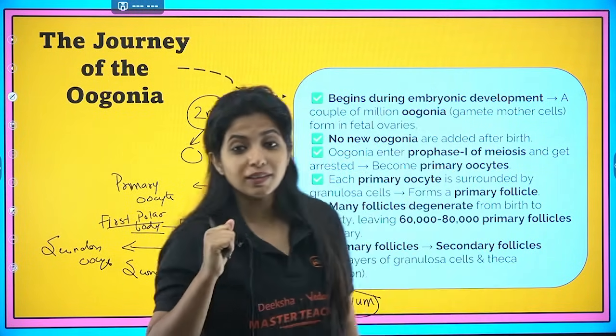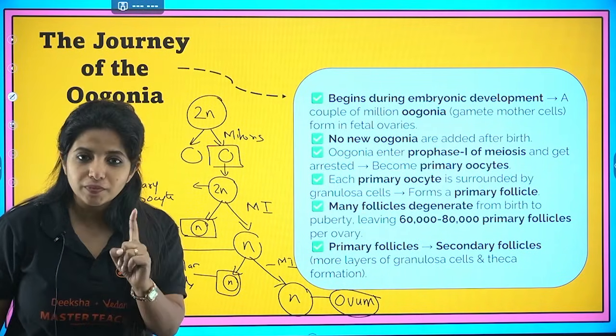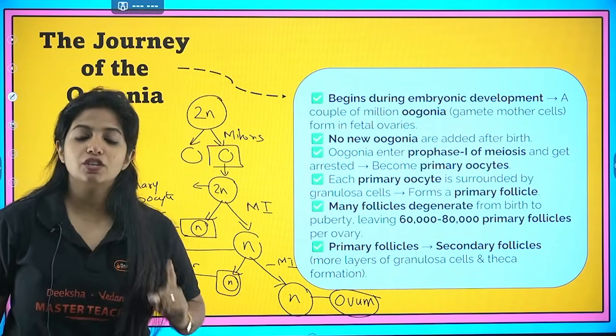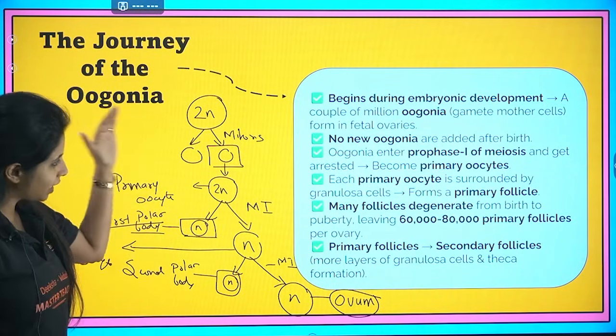What about the ovum over here? From 1 oogonia, you get only 1 ovum. There is a difference in the ratio, and ratio related questions can be coming up. Okay, now again I'll revise.